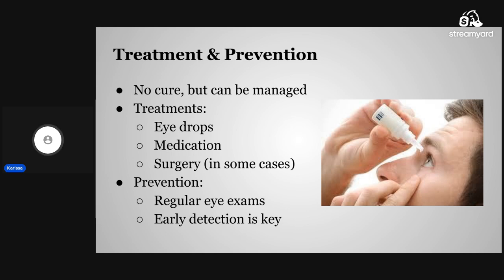So here's some treatment and prevention for glaucoma. Actually, there's no cure, but it can be managed. So just make sure to keep some eye drops around. There's also medication for that too, and surgery in some cases where it's really severe.